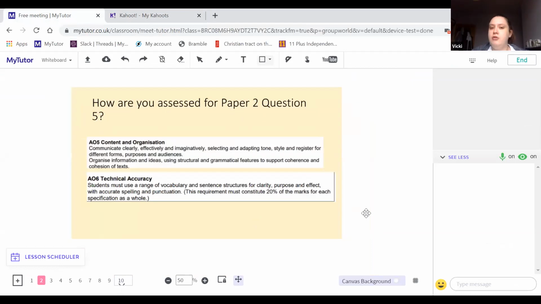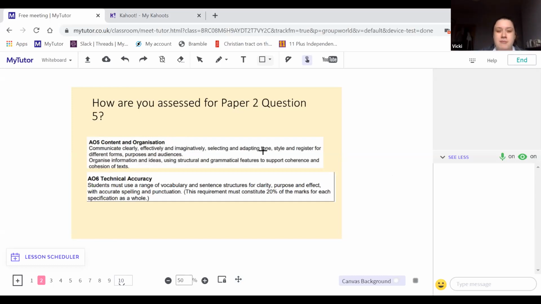How are you assessed for paper 2, question 5? So you have 2 assessment objectives. They are the same assessment objectives essentially as paper 1, question 5. So you are being asked to be imaginative, communicate your ideas clearly, so writing so it's clear, coherent and easy to understand, and that it is effective in that you are using your purpose, your audience and your format in a brilliant way.